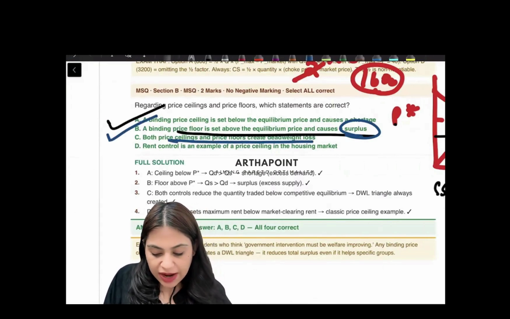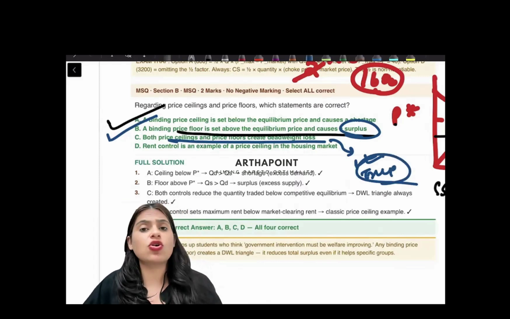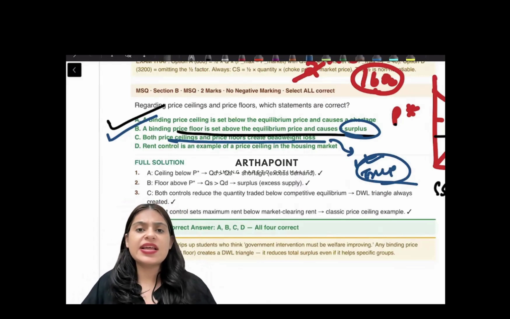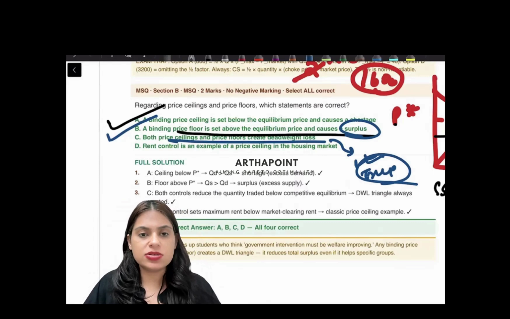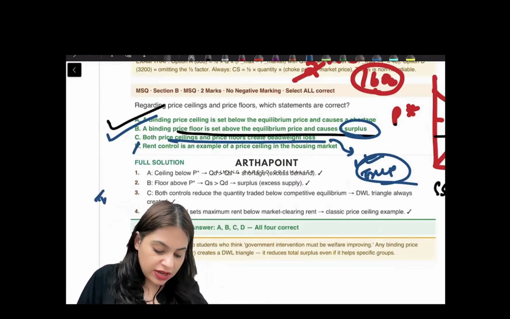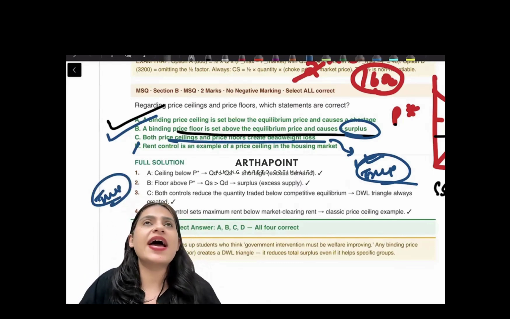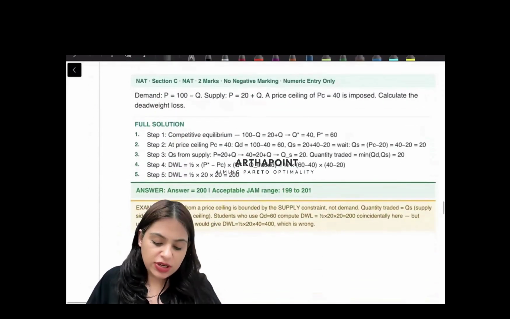Both price ceiling and price floor cause deadweight loss, definitely. Anything which causes the price to deviate from the market price, whether it is tax, subsidy, ceiling or floor, can cause deadweight loss. Rent control is an example of price ceiling. True. In rent control, we are ceiling the upper price, so it becomes an example of price ceiling. True. Let's move to the next question.